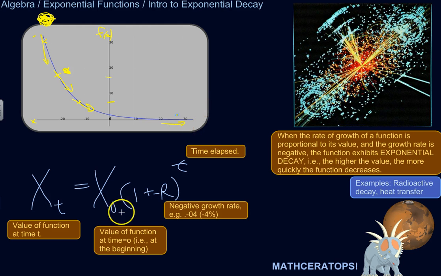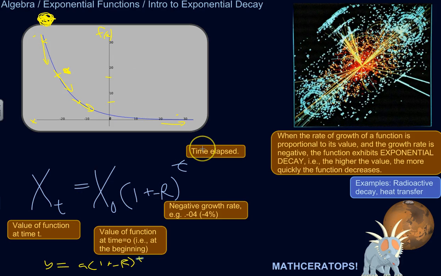So here's the basic structure of the equation for something that exhibits exponential decay. There's other ways of writing this. Sometimes it's like y equals a times 1 plus negative r, to the t, something like that. I'm going to write it this way. So this says the value of the function at time t.